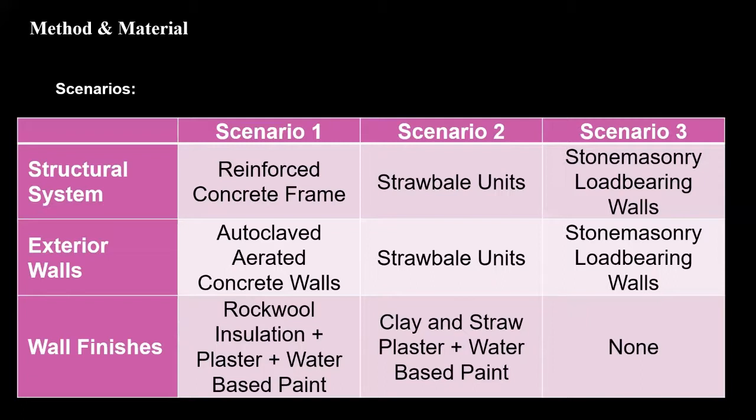Scenario 2 has straw bale units as structural system at exterior walls. These units are coated with clay straw plaster. Scenario 3 has stonemasonry load-bearing walls as structural system and exterior walls. The stones used in these walls are assumed to be gathered on site after an excavation work related to another construction project. These walls are left uncoated.